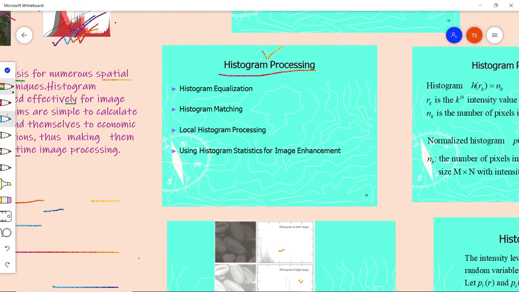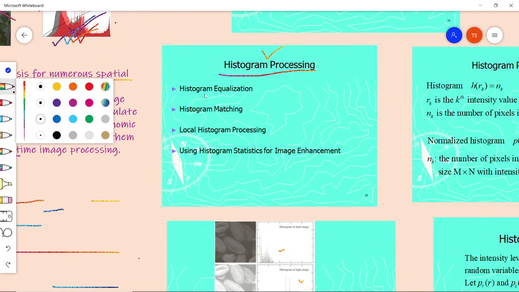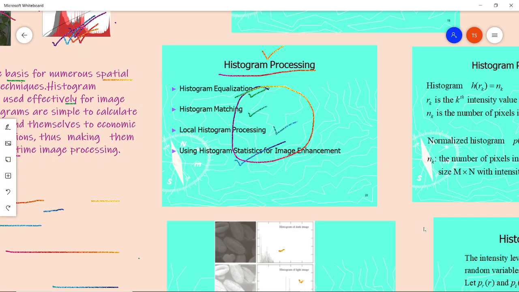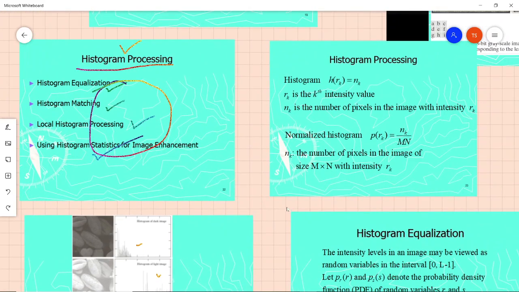These are the popular algorithms: histogram equalization, histogram matching, local histogram processing, and using histogram statistics for image enhancement. These four are the important histogram operations. Now we will discuss what a histogram is, how to calculate it, what the mathematical equations behind it are, and the resultant equations and algorithms, everything.